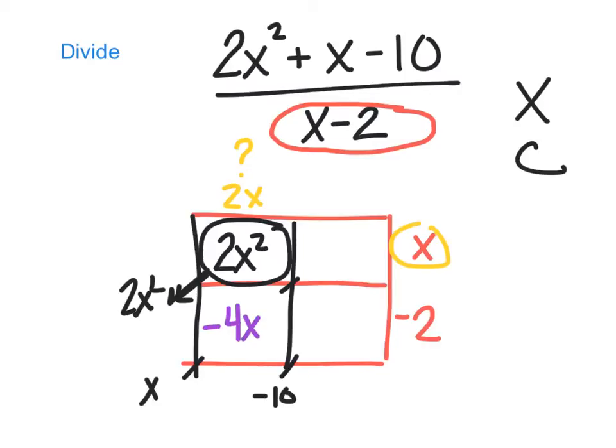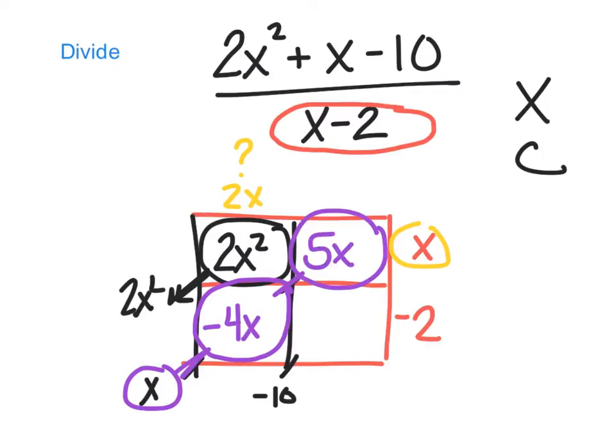Okay, so now I'm going to focus on this diagonal. This box compared to this box needs to total x. Well, I currently have negative 4x. What would you add or subtract to get a positive 1x? I would say that would have to be a positive 5x. And just, again, double check it. 5x minus 4x is 1x. Okay, so now I can get this box here, or this term here.